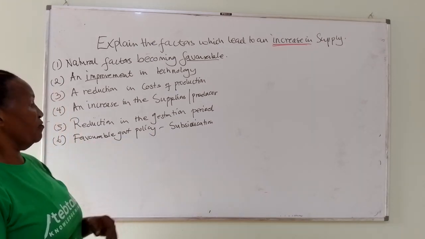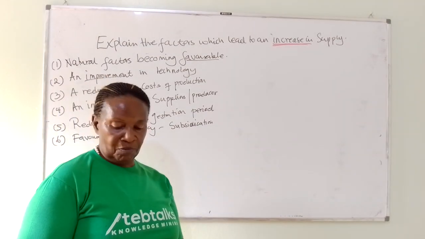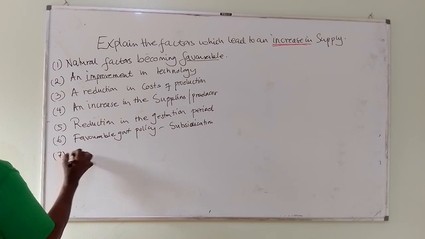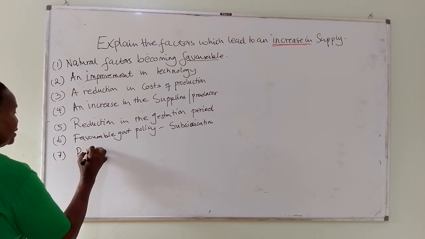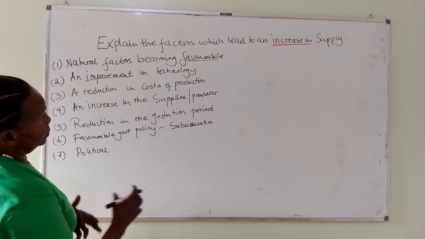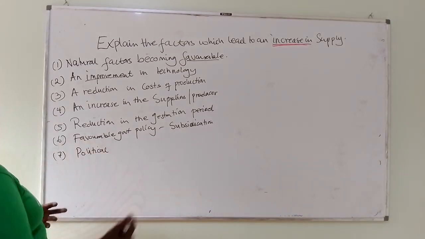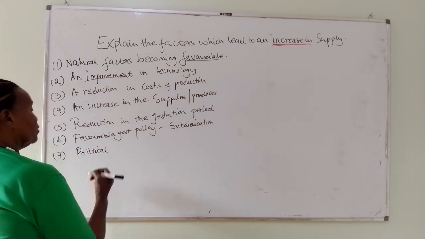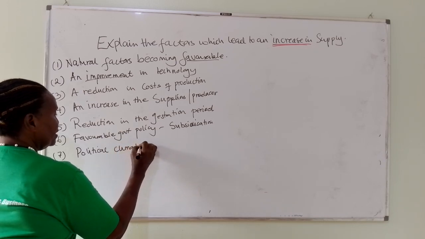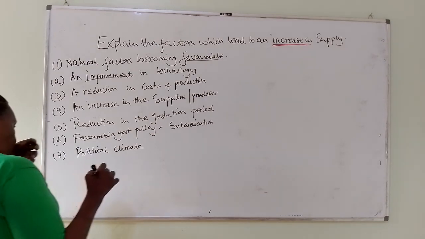So only when it is favorable. When it is unfavorable, you will not be able to increase the production. Then we have political climate becoming stable. So you need to show that change, because we are looking at an increase. When we have an increase, there has to be a significant change bringing about that increase. So political climate might have been unstable, and maybe that's why supply was not much.